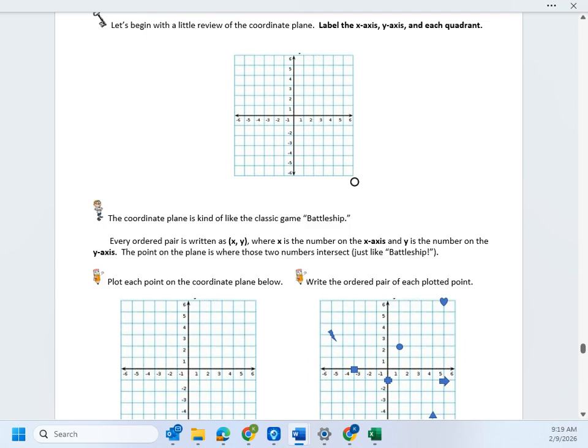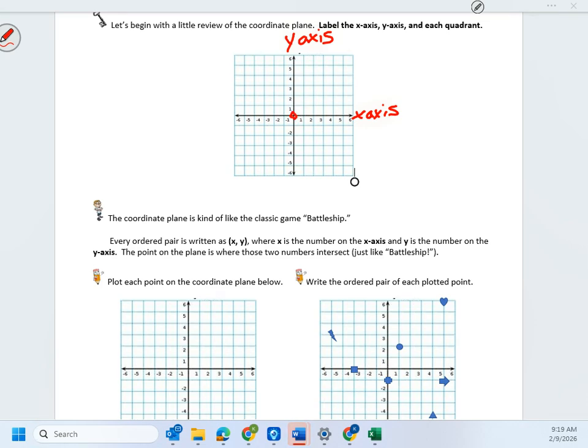So let's begin with a little review. Okay, before Christmas was a little while ago, so let's review it a little bit. We have the X and the Y axis. The X-axis is always going horizontally across. The Y-axis is always going up and down, like a thermometer. In the middle is always the 0.